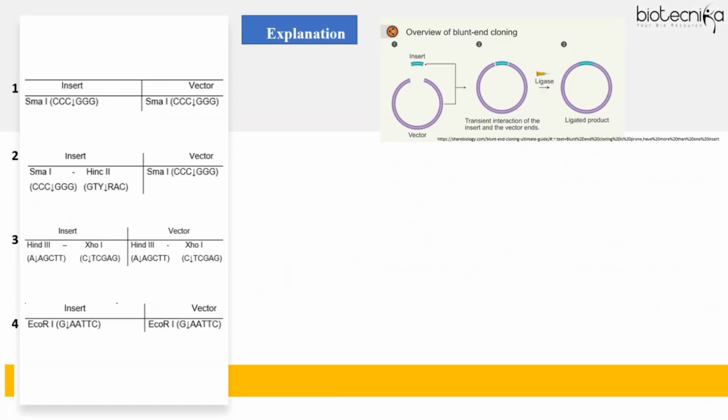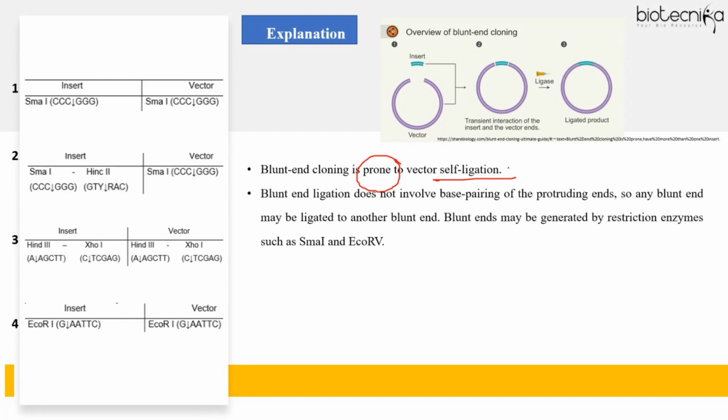Now, coming to the cloning part. Always remember, blunt end cloning is prone to vector self-ligation. This is usually the observation of researchers, that blunt end cloning is prone to self-ligation, because blunt end cloning doesn't have any kind of single-stranded protrusion, like single-stranded overhang regions, and the ends can simply be ligated to one another.